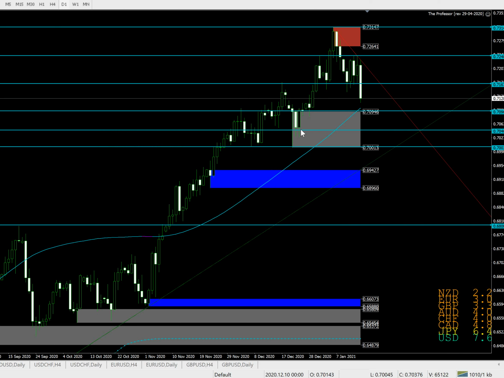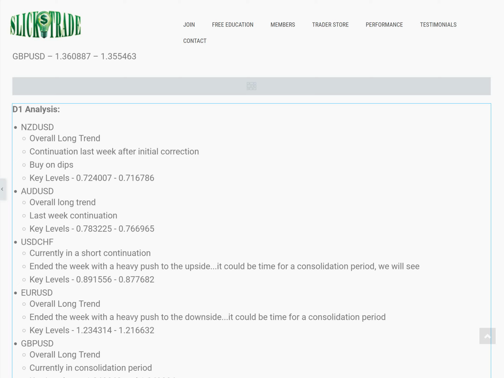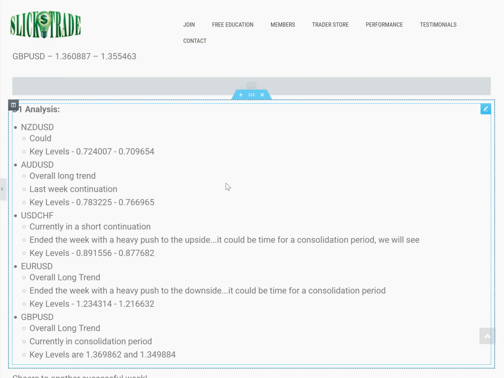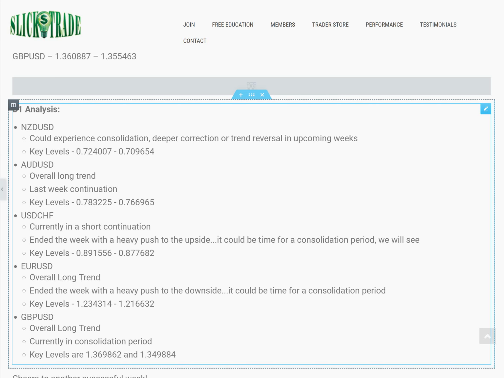Let's say there, and there. Okay, and this, I said, could experience consolidation or trend reversal in upcoming weeks. Or, you know what, consolidation, deeper correction, because that is something that could happen. Okay, and then there's our key levels.